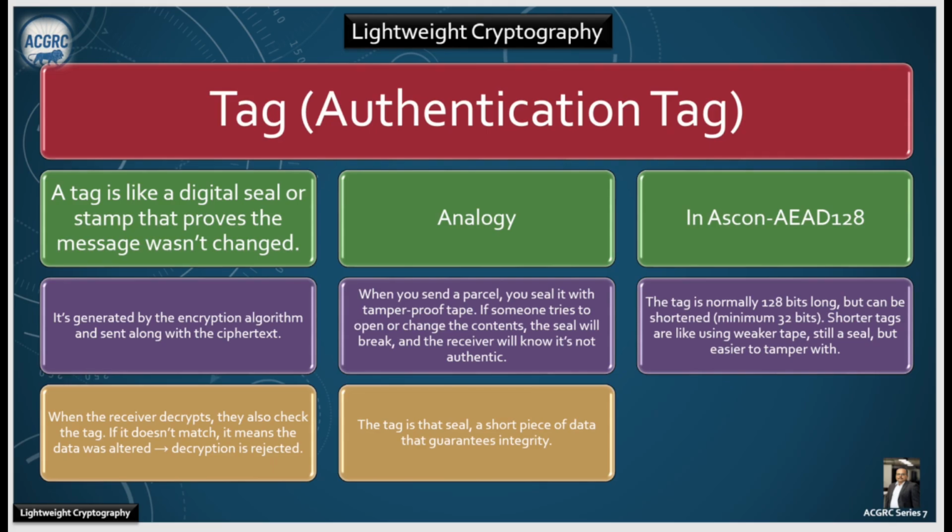Tag. A tag is like a digital seal or a stamp that proves the message wasn't changed. It is generated by the encryption algorithm and sent along with the ciphertext. When the receiver decrypts, they also check the tag. If it doesn't match, it means the data was altered and the decryption is rejected.